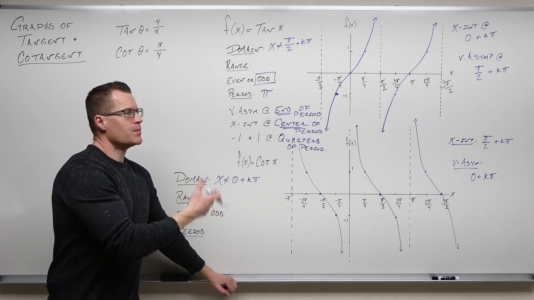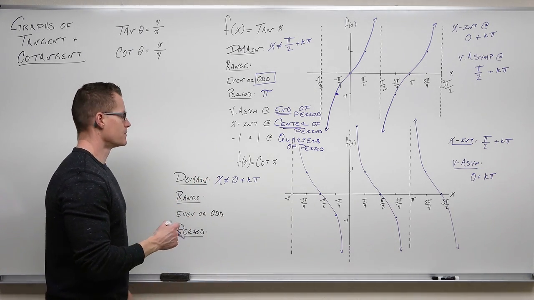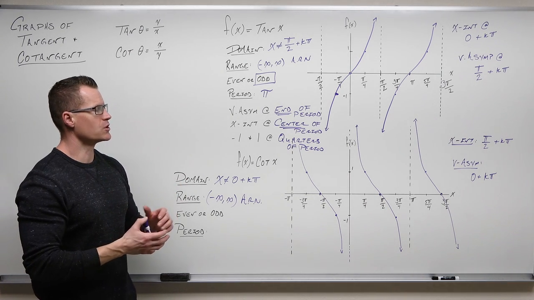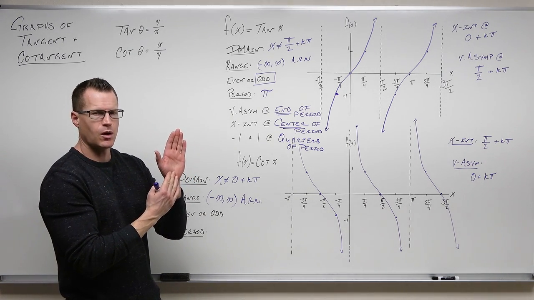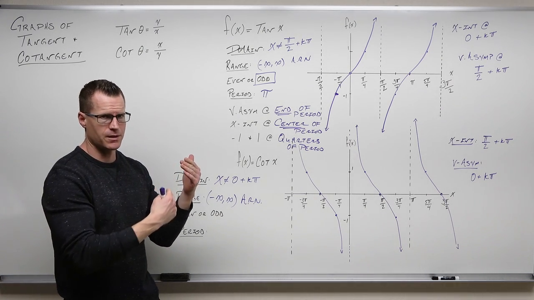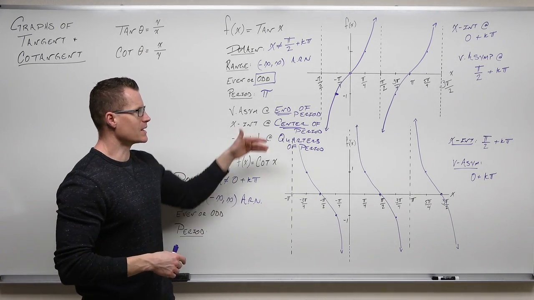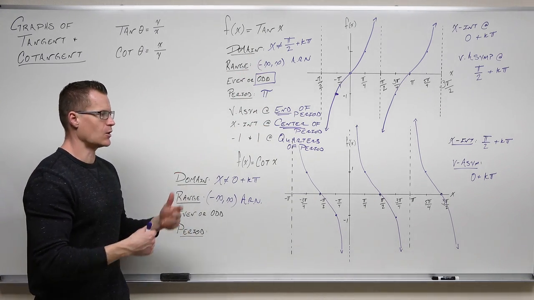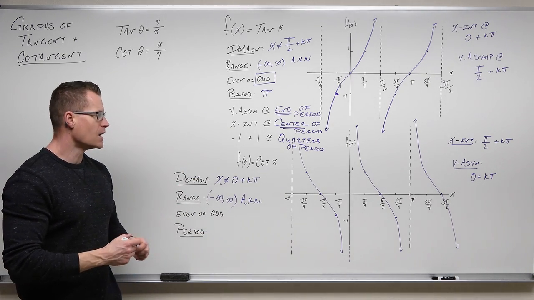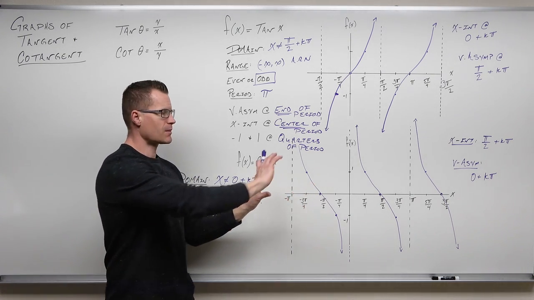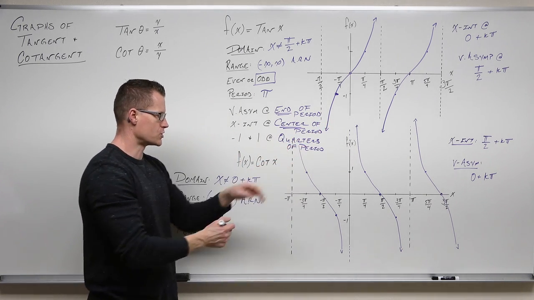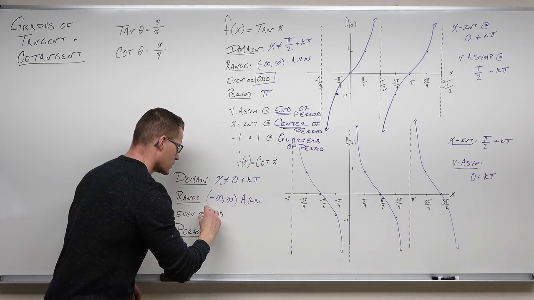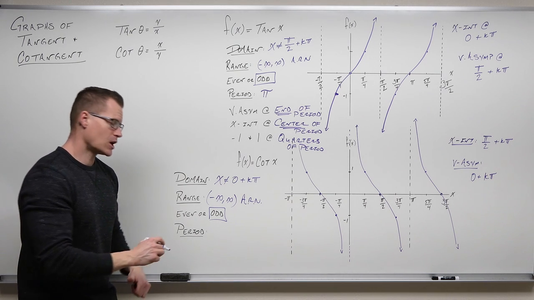How about a range? Much like tangent, it's all real numbers. And that's due to the ratio of dividing 1 by some values that are being very small, and very small values divided by 1, both positive and negative, we can get all of these outputs from negative infinity to positive infinity. Even or odd, this is still an odd graph. If you think about rotating the entire function 180 degrees, if you will, or about the origin, you're going to get that this is odd. Our period does not change, it's still pi.